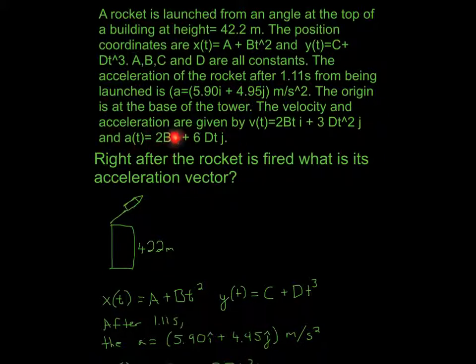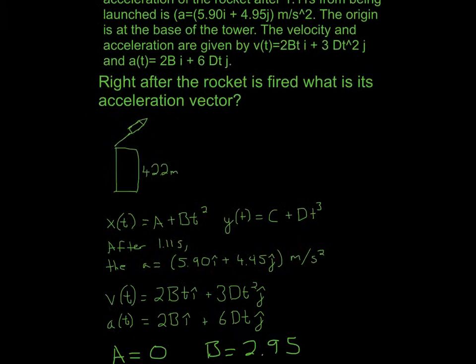Well, we have B and D. We solved that from the last part. And then they want right after the rocket is fired. So that means that time will be 0, because the problem starts when it's launched. As soon as it starts, it's being launched, the time will become 0 and the time will start going. So once we have that, all we have to do is just plug in stuff.